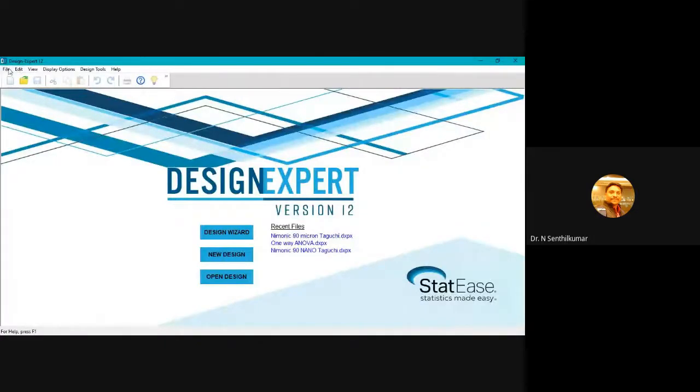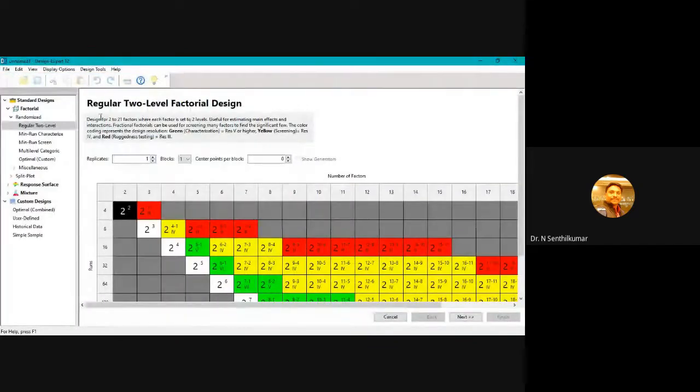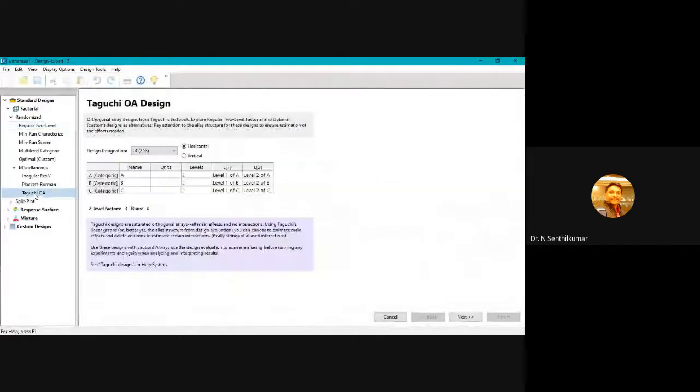So this is the Design Expert 12 front end. File, new design. In which we are going to have standard design, factorial, randomized, and then miscellaneous. In miscellaneous, Taguchi OA. OA is nothing but orthogonal array. So here you can have the different designs.